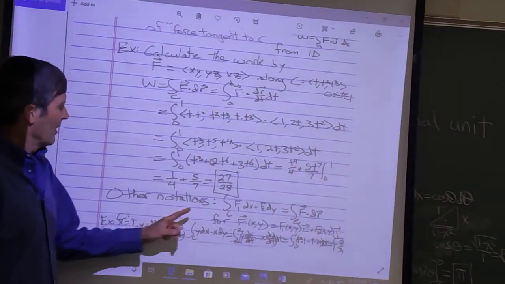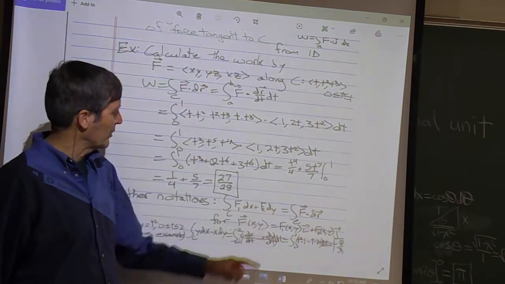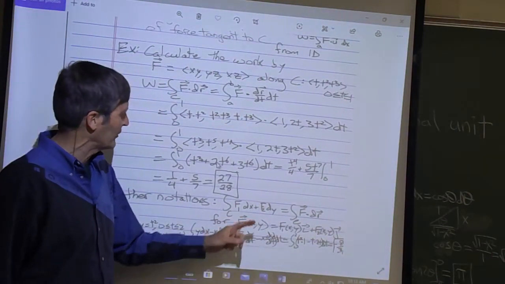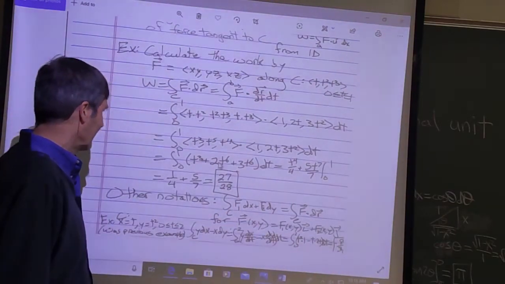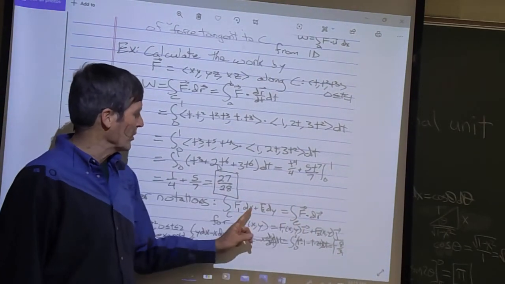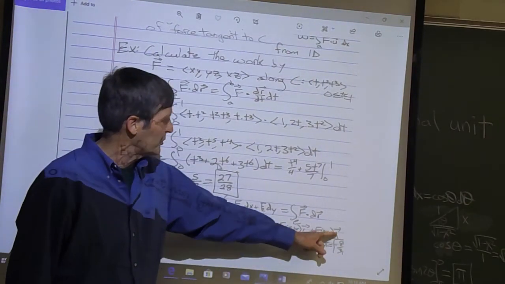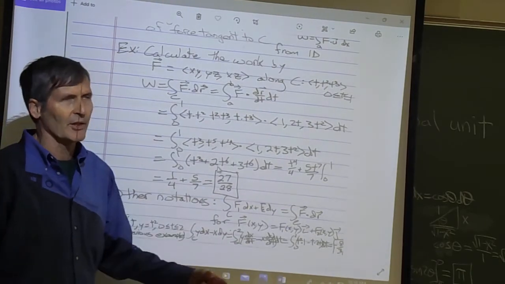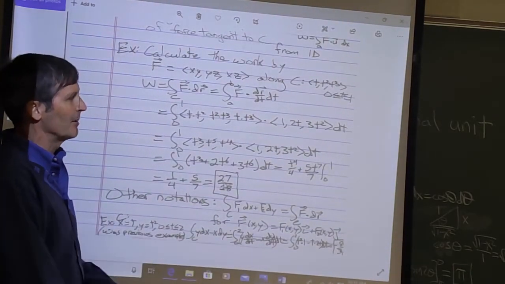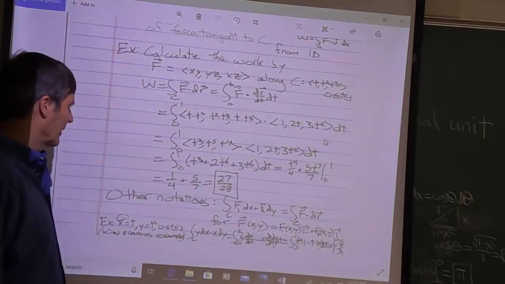Alright. You'll also see this: the integral of f1 dx plus f2 dy. What does that mean? Where f1 and f2 are actually functions of x and y. This means the same thing. F dot dr is also given this notation if f is f1 i plus f2 j, two functions of x and y. This means the same as that. Don't let it throw you. It's just like calculus 1 where you get umpteen different notations for the derivative and so forth.